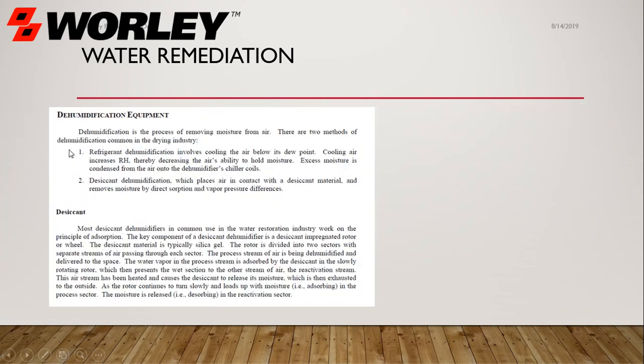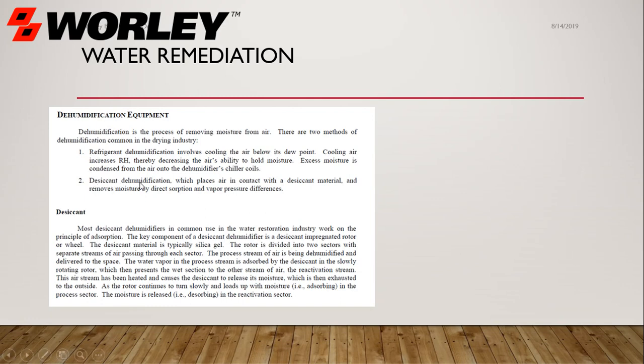So we have two types of dehumidifiers. We've got the refrigerant and the desiccant dehumidifier. It's kind of hard to say. This involves cooling the air below its dew point. Cooling the air increases the relative humidity, therefore decreasing the air's ability to hold moisture. The lower the relative humidity, the harder it is for the air to hold the moisture. So it blows into the dehumidifier over these condensers, causing that to evaporate.